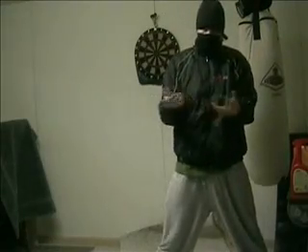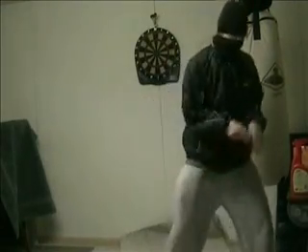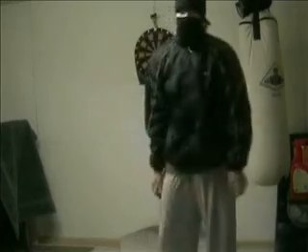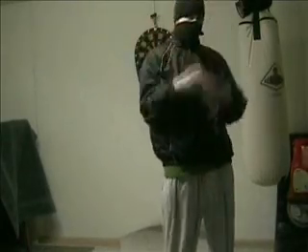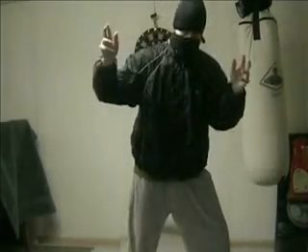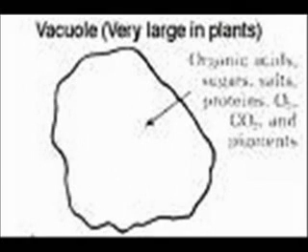A plant cell has a central vacuole because it doesn't move around like an animal does, getting its food whenever it needs to. It needs to wait for sunlight and water to come to it, so it needs to have a bigger warehouse to store it in.